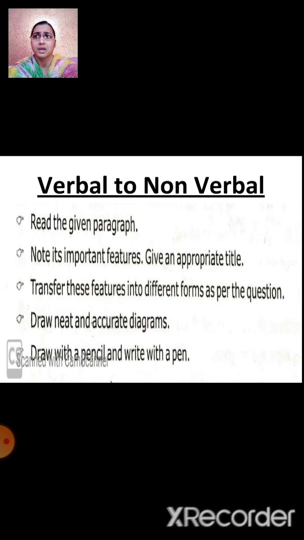Now students, before that, according to your understanding, you need to give a suitable title, and your title should be based on the theme of the paragraph. And remember students, always draw the diagram with a pencil and write all the points with a pen. Understand, you cannot use any color pencils or any sketch pen or any kind of colors. Students, let us understand this verbal to non-verbal with an example. Then we will start with non-verbal to verbal, which is our main topic.